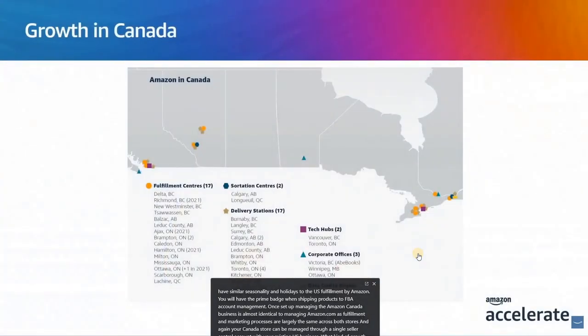What kind of growth has our Canada store experienced? In 2011, we opened our first Canadian fulfillment center in Ontario. Due to the demand that Amazon has had in Canada, by the end of 2021, we will operate 17 fulfillment centers in Canada, allowing your customers to get their products even faster.